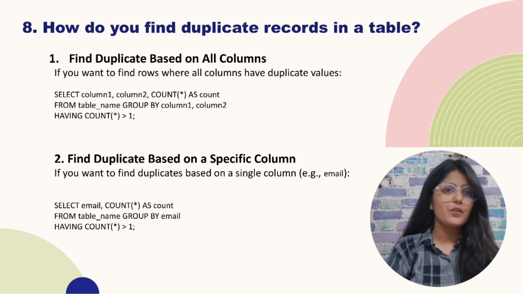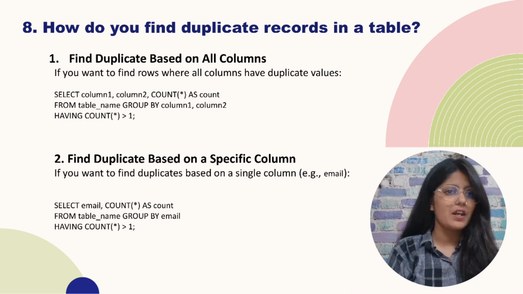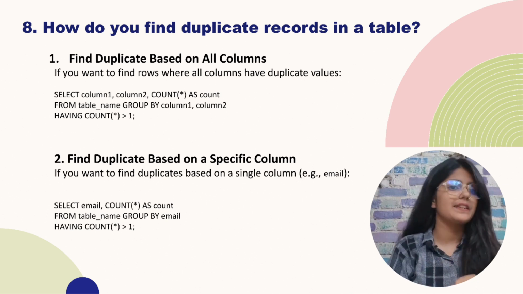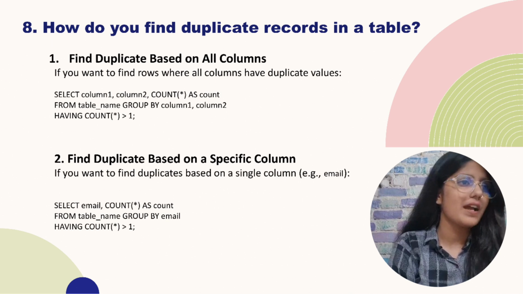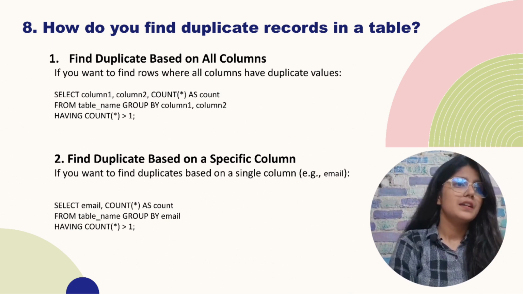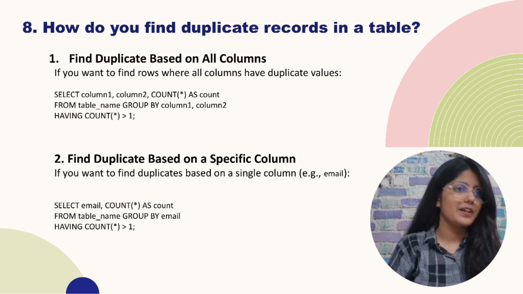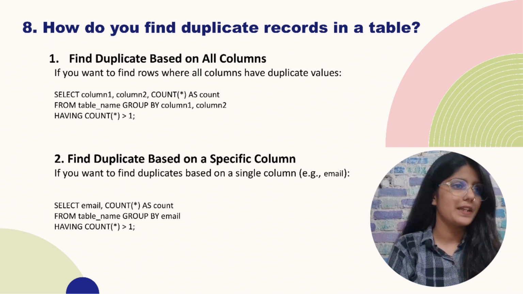First, if you want to find duplicate rows where all columns have identical values, you can use the GROUP BY clause along with the HAVING clause. The idea is to group all records by the columns and check if the count of those groups is greater than 1. You can see the query: SELECT column1, column2, COUNT(*) FROM table_name GROUP BY column1, column2 HAVING COUNT(*) > 1. If the count is greater than 1, then you will find the duplicates.